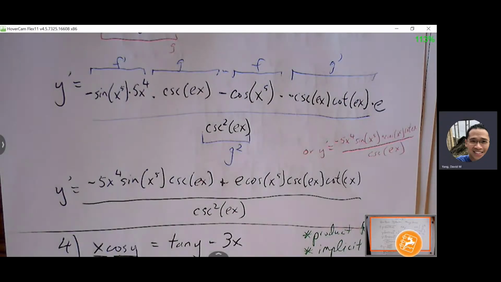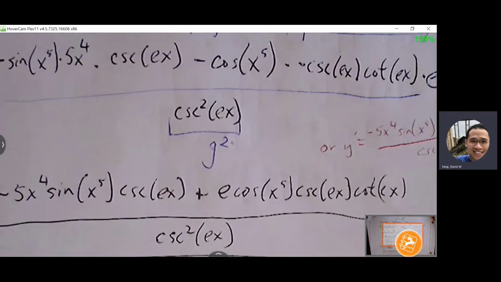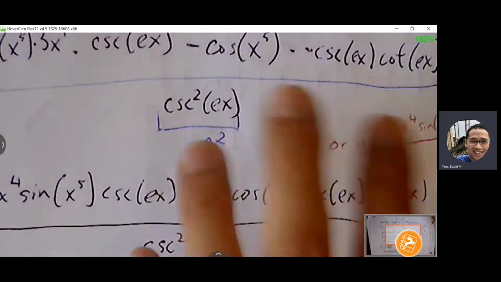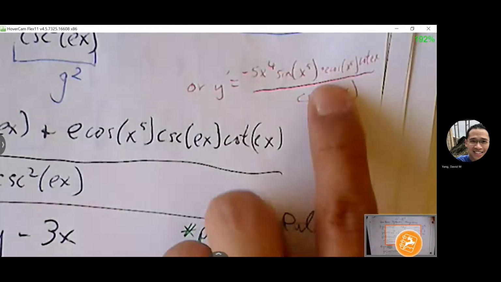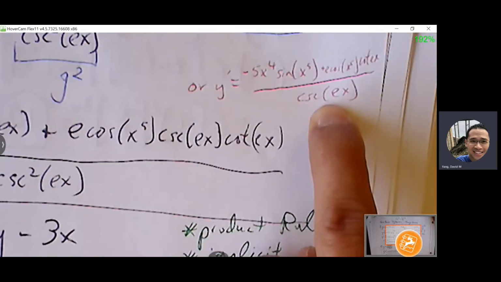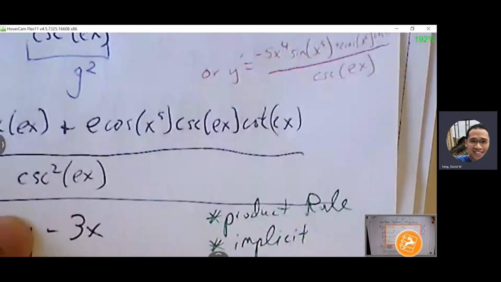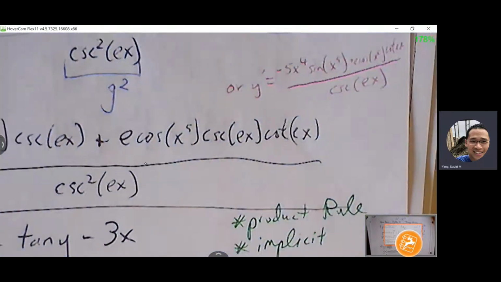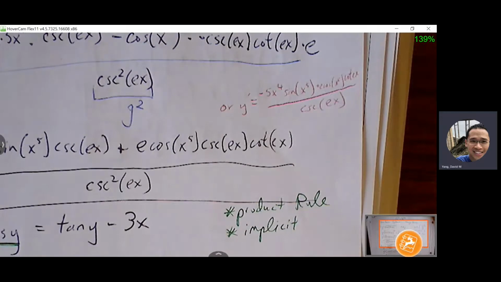Yeah, that's what I did later on. I factor out the cosecant, and then I made it a little bit cleaner. You can take out a cosecant and then change that cosecant to be from cosecant squared to cosecant. Yeah, I noticed that a little bit later. But yeah, we can make it a little bit cleaner that way.